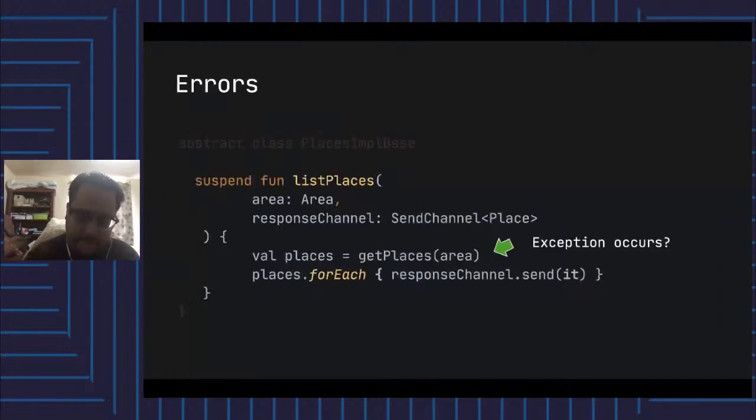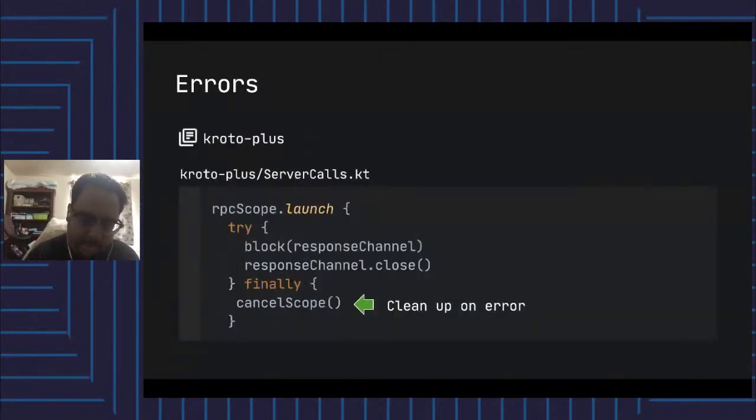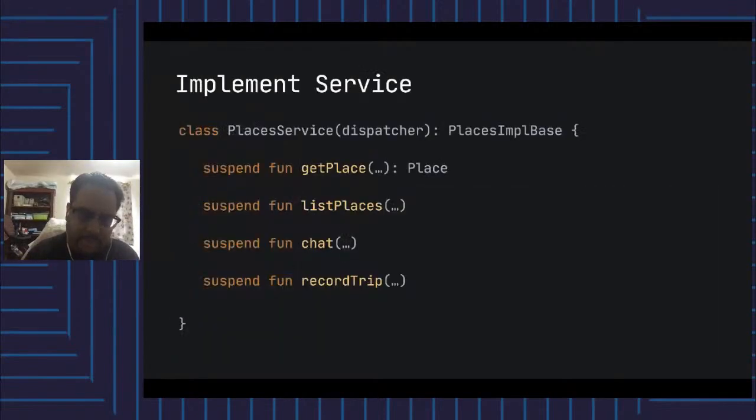What about an exception that occurs? If an exception occurs, when you look underneath the hood in the library, you'll see that it wraps whatever your business logic is in a try, catch and finally, and it will do cleanup, cancel the scope and propagate the error to the client. So that's how error handling is done. In the end, with the service, you could implement all these different types of methods that you want to execute when these RPC calls are made.